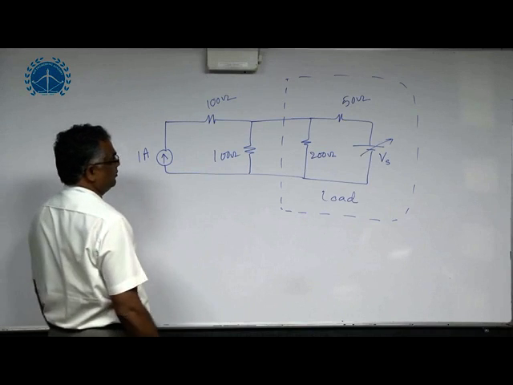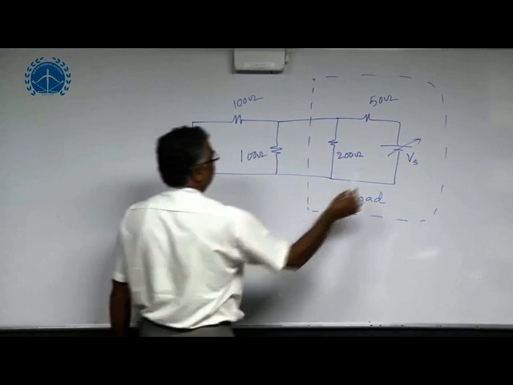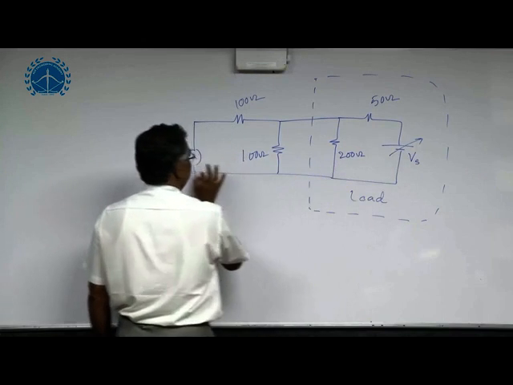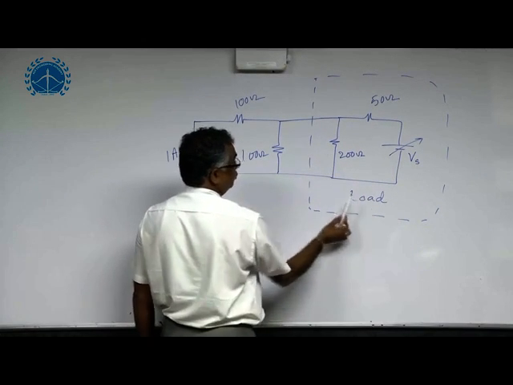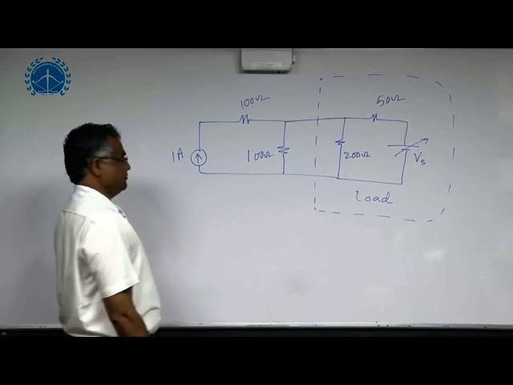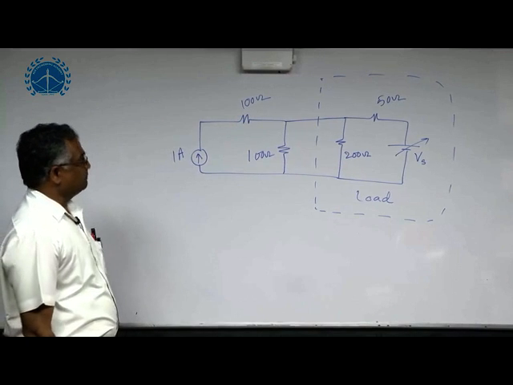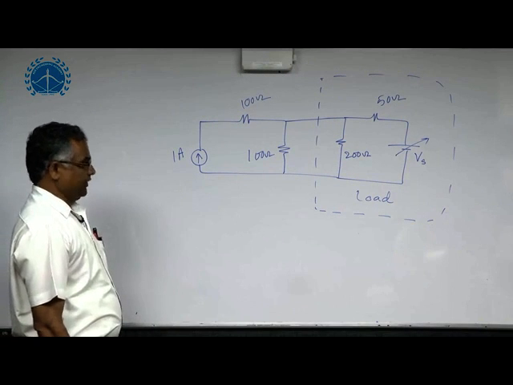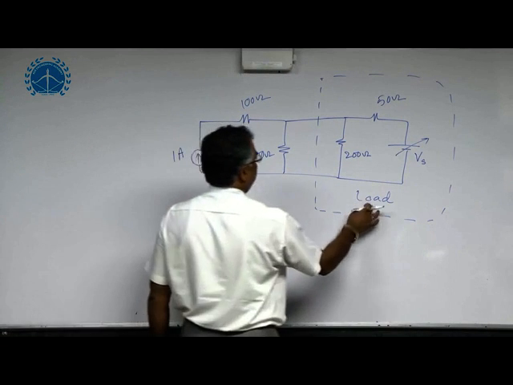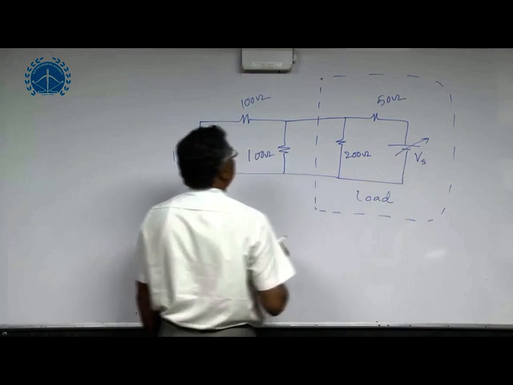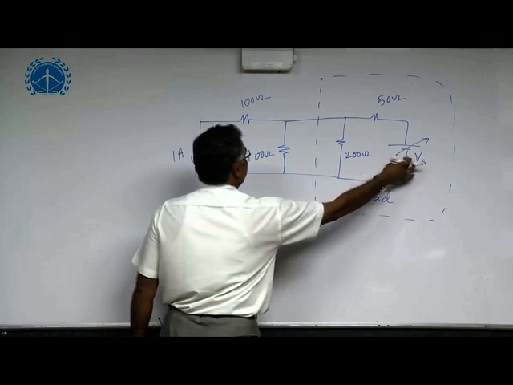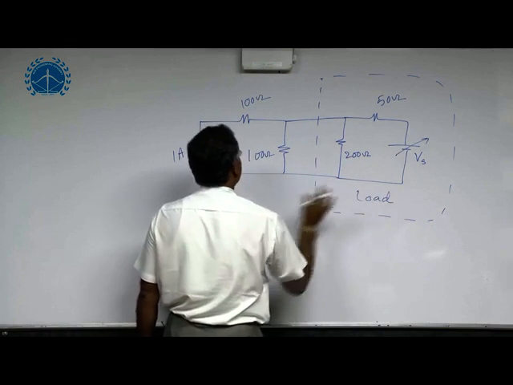Yeah, in this problem, for what value of Vs is maximum power transferred to the load? This problem comes under the maximum power transfer theorem. It is a special case because the load contains a voltage source. For what value of this Vs is maximum power transferred to the load?